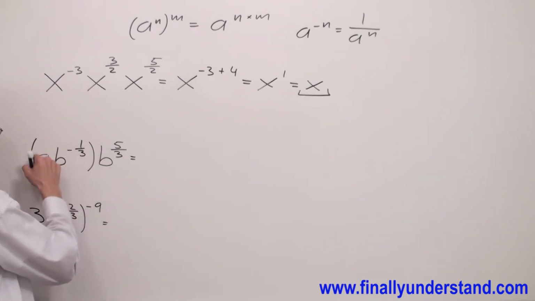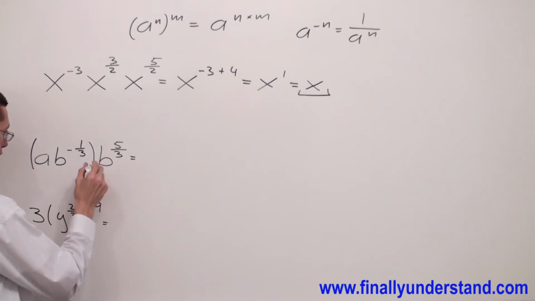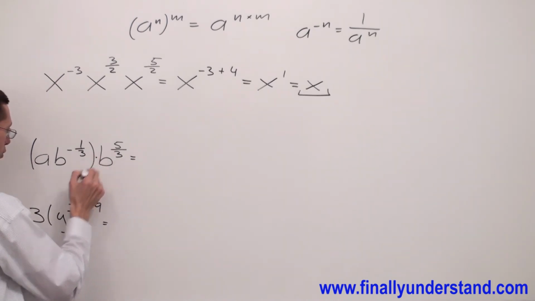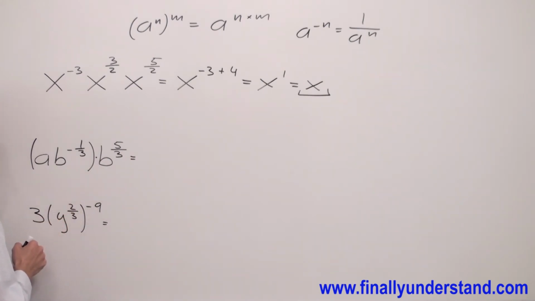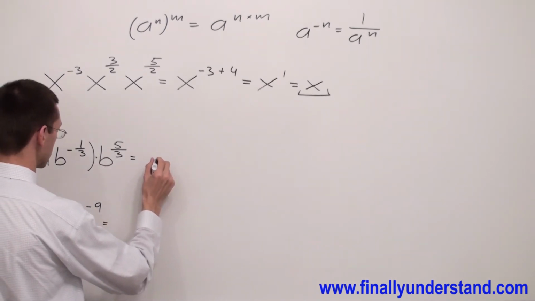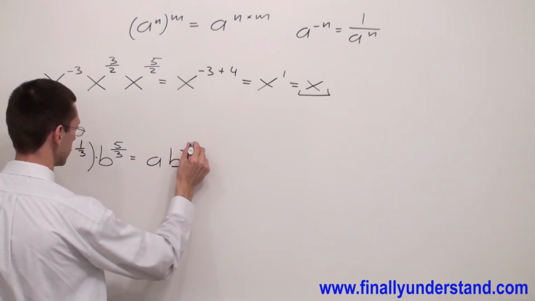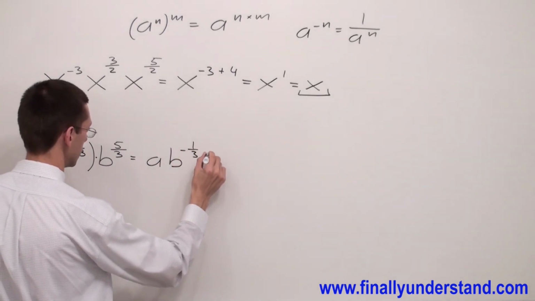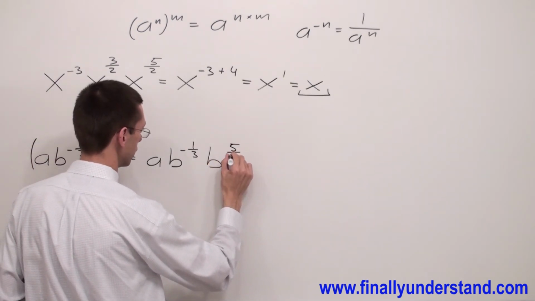Anytime we have parentheses between the numbers or variables, there's like an invisible multiplication sign. Okay, I'm going to make this multiplication sign visible. I'm going to rewrite this problem as a b to negative 1/3 times b to 5 over 3.